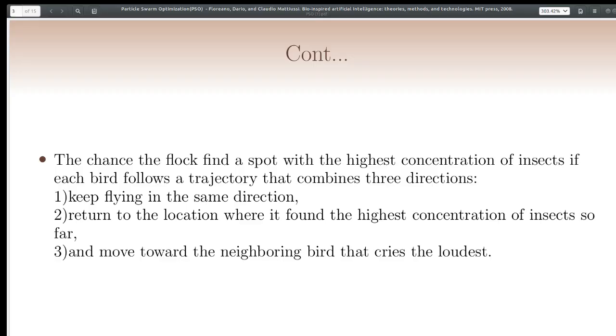The second direction is the return direction, that is, it can return to the location where it found the highest concentration of food, or it can remember the location where it found the highest concentration of food. The third direction is the direction towards the neighboring bird that cries the loudest.